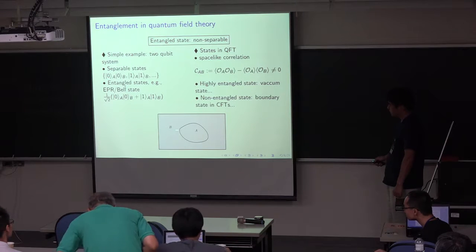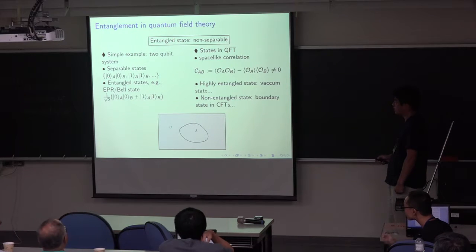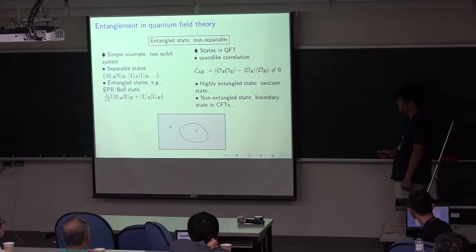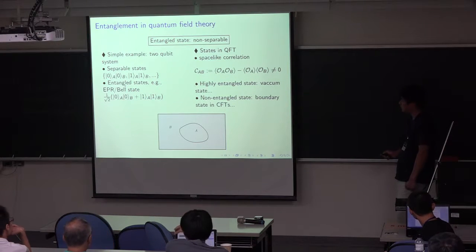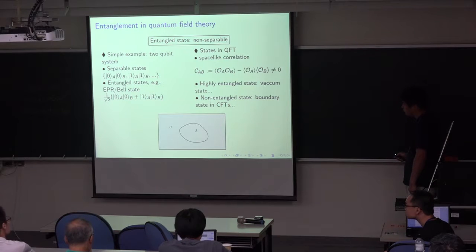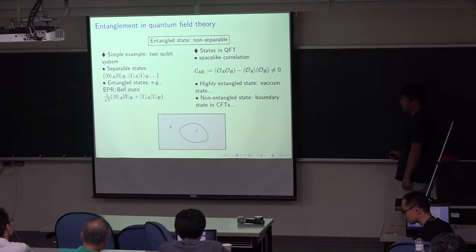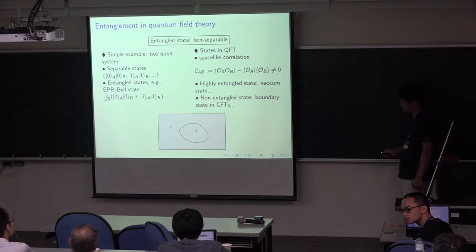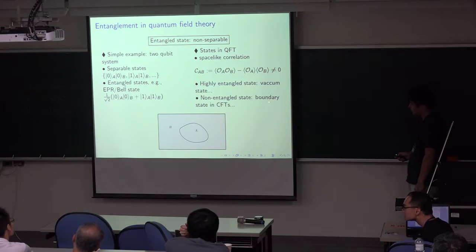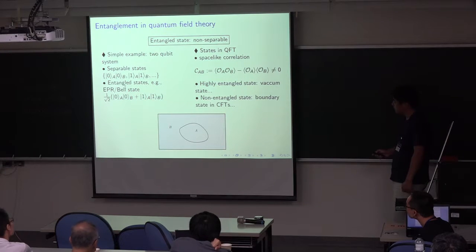The entanglement in quantum field theory is closely related to the space-like relations between A and B. One issue: we know the vacuum is a highly entangled state. And we also have some non-entangled states, for example, the boundary state in CFTs.